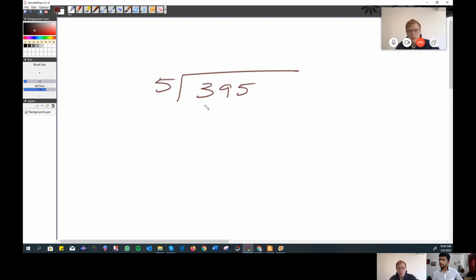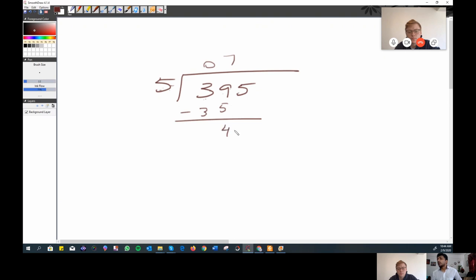I don't know if I'll be able to get it. Could you help me? Yeah, sure. So I'm dividing 395 by 5. Does 5 go into 3? No, because 3 is smaller than 5. Does 5 go into 39? Yes. Since 5 doesn't go into 3, I'll put a 0 here. 5 goes into 39. How many times, the most it can go into 39? 7. Yes, because 5 times 7 would give me 35.